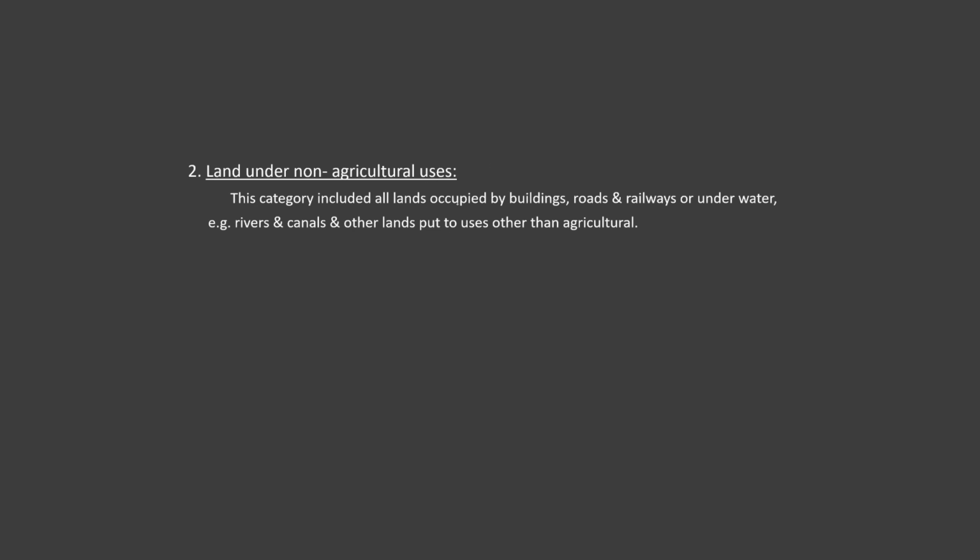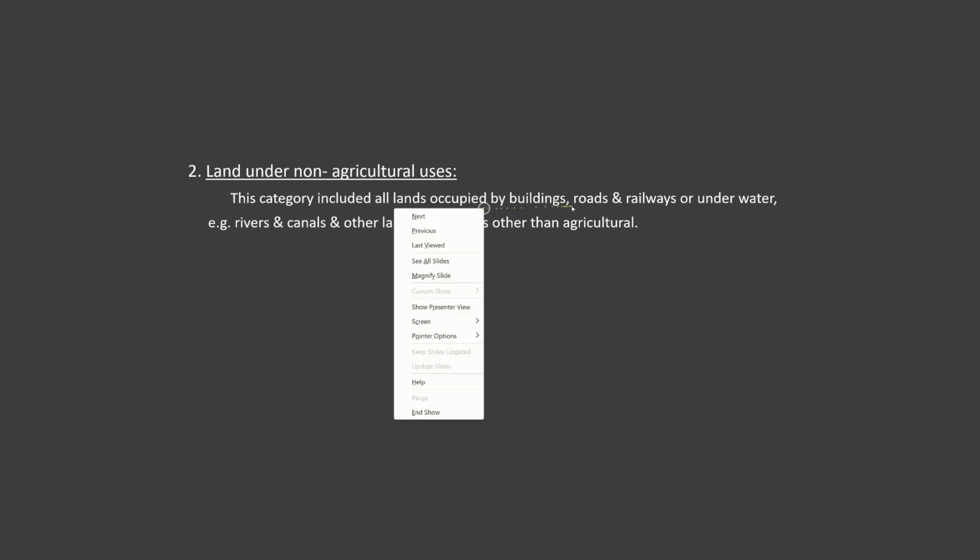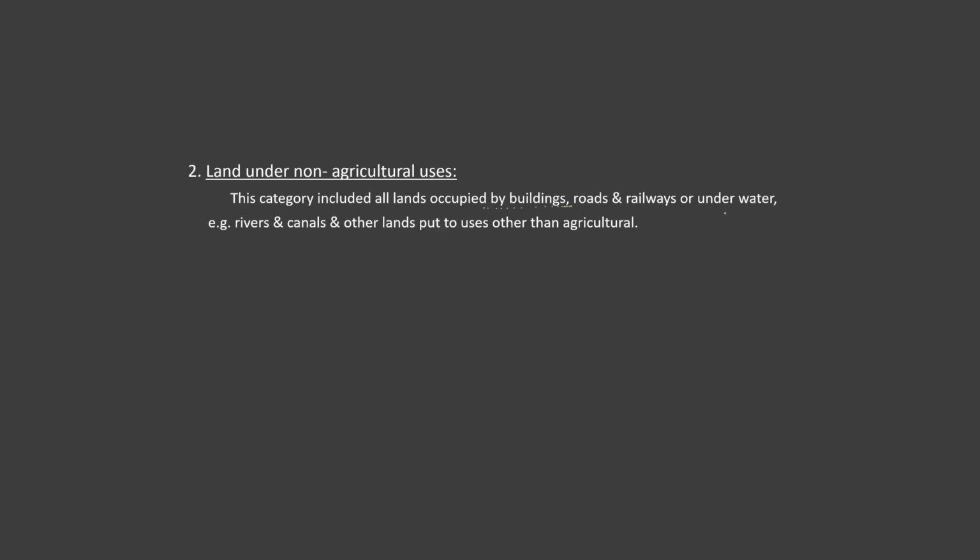This category includes all lands occupied by buildings, roads and railways or underwater. So those lands which are not used for agricultural purposes are also considered as land. In these areas, buildings, roads, and railways are constructed. This is the second type of classification. And here are some examples: rivers and canals and other lands put to use other than agriculture.